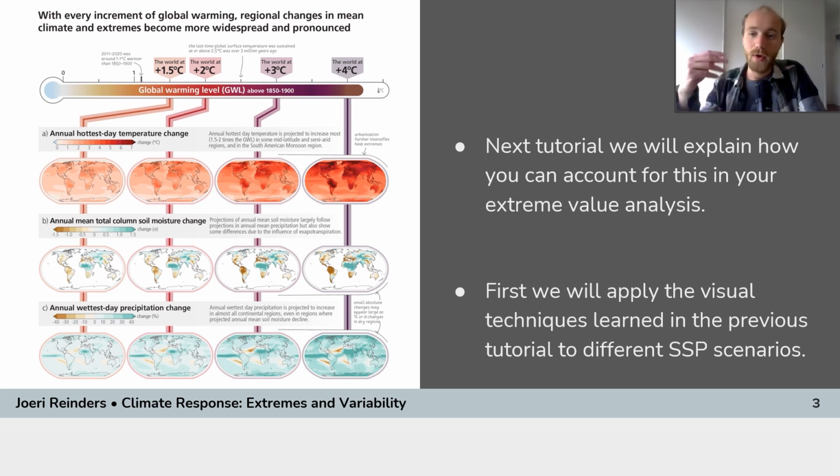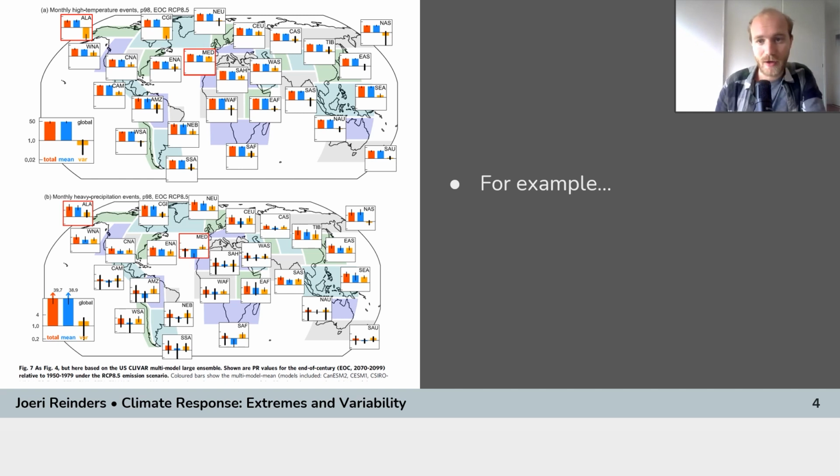But here, what I want you to do is apply the techniques that we have seen before. So the ones where we split records and look at these different distributions over time and different parameters to see how different scenarios affect the distribution of the climate. Here's a good example of that from a paper that recently came out.